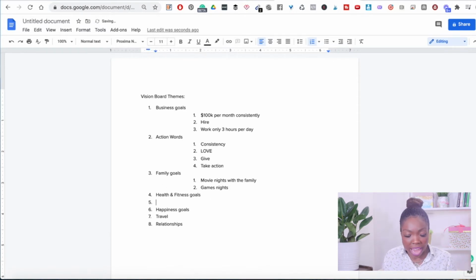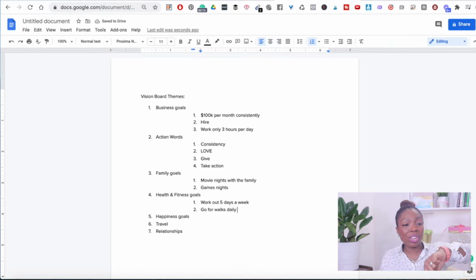So, health and fitness goals. Now, again, your health is so important. You know that I'm not going to talk about that. But for you, what is it? What are your health and fitness goals? For me, it's just working out daily. Work out 5 days a week, right? That's my thing. Working out, and go for walks daily. That's something that I like to do as well. That's one of the reasons why I got this. My husband actually got me this watch to help me track my fitness goals. So again, it came from my vision board.